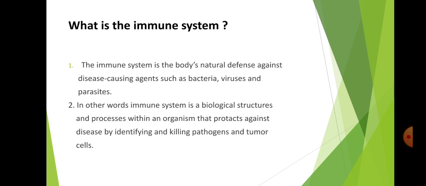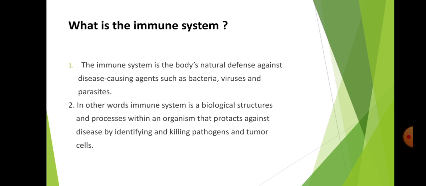The immune system is the body's natural defense. It includes molecules, cells, tissues and organs which provide non-specific and specific protection against disease-causing agents such as bacteria, viruses and parasites. In other words, the immune system is a set of biological structures and processes within an organism that protects against disease by identifying and killing pathogens and tumor cells.